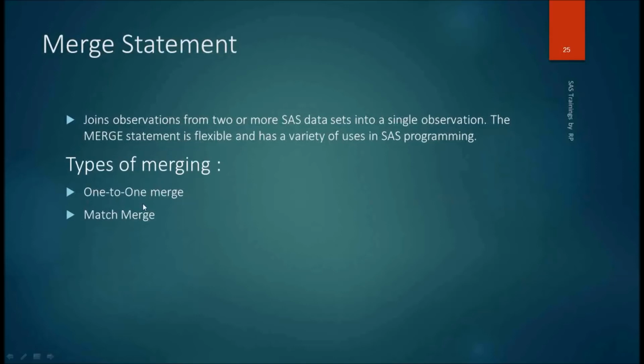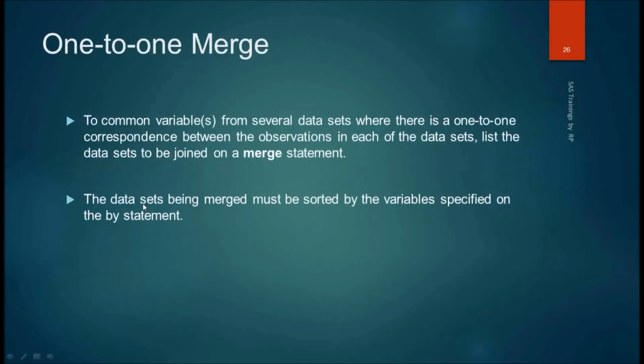There are 2 types of merging: one-to-one merge and match merge. One-to-one merge combines common variables from several datasets where there is a one-to-one correlation between the observations in each of the datasets. Which means in 2 datasets, if you have one common variable present in both datasets and it has a one-to-one correlation between observations, it is called one-to-one merging. Before merging the 2 datasets, they should be sorted by the common variables using the BY statement.